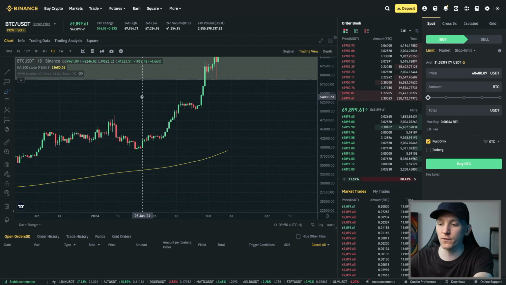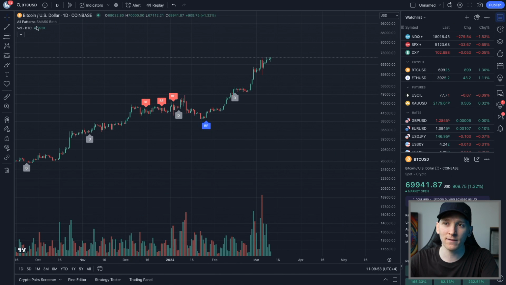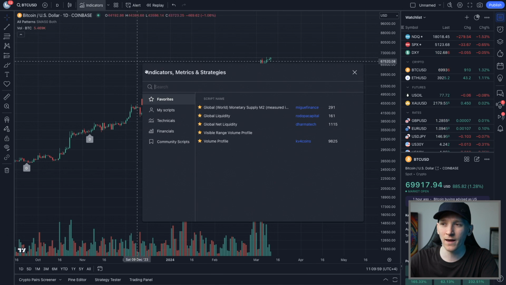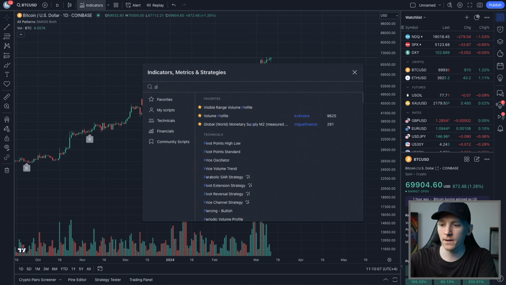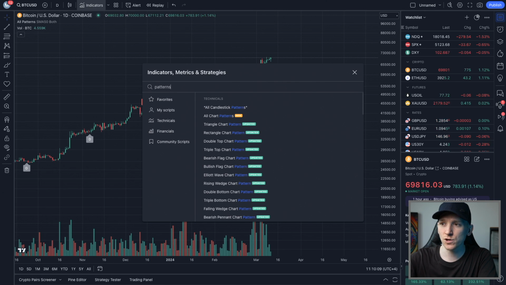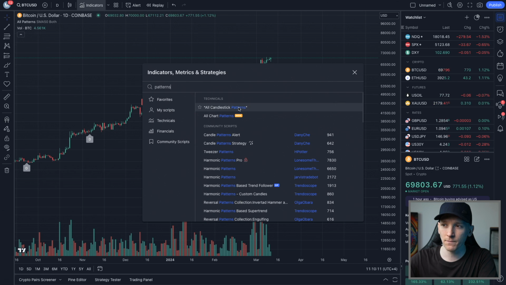If you're having trouble identifying some of these patterns on your chart, then go over to TradingView and use the All Patterns indicator. TradingView is free, so I highly recommend it. I'll link them below. There are paid versions where you get slightly more indicators. I use them. I think they're great, but you can use the free version as well. So go to indicators up here and then type in the word patterns. And you should see this one here, which is all candlestick patterns.